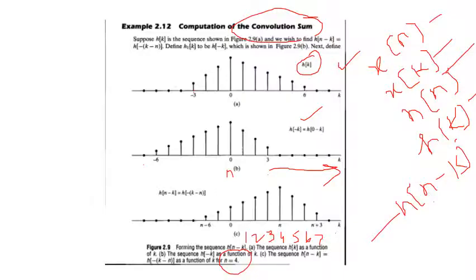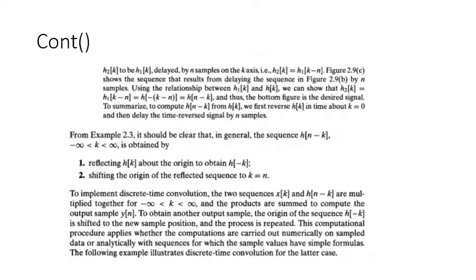In this slide, you are told about the procedure of computing the convolution. As I've already told you, there are steps. Number one, first obtain the input signal. Number two, change its axis to k. Number three, have the impulse response signal, change its axis to k, and then flip it. So this is reflecting h of k about the origin, giving h of minus k.